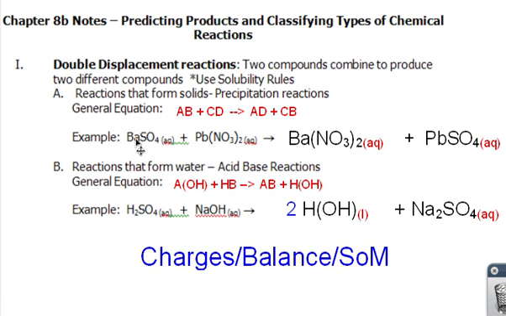So you can't get barium and lead together. But barium could combine with the nitrate, which is what we see here. Barium combining with the nitrate. And then we could also have lead combining with the sulfate. And that's our other product here. Now the next thing we need to do, though, is check the solubility rules. Let's do that. All right.